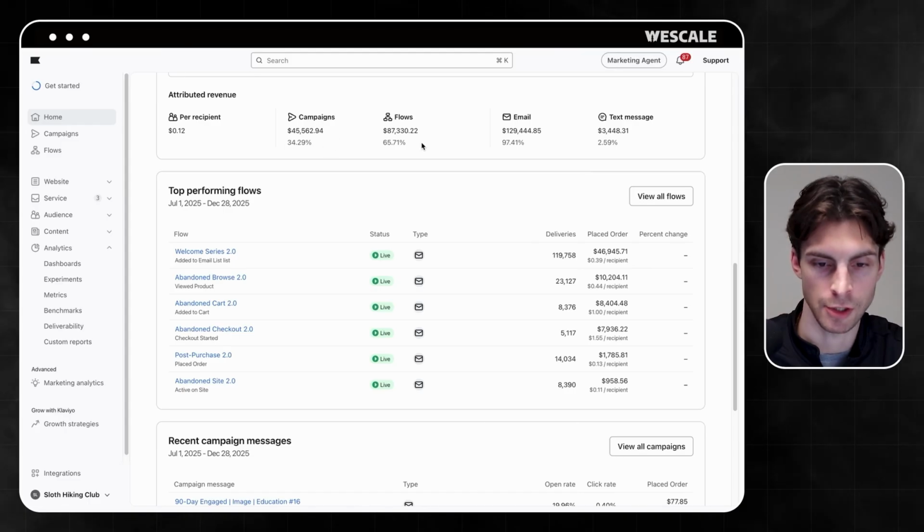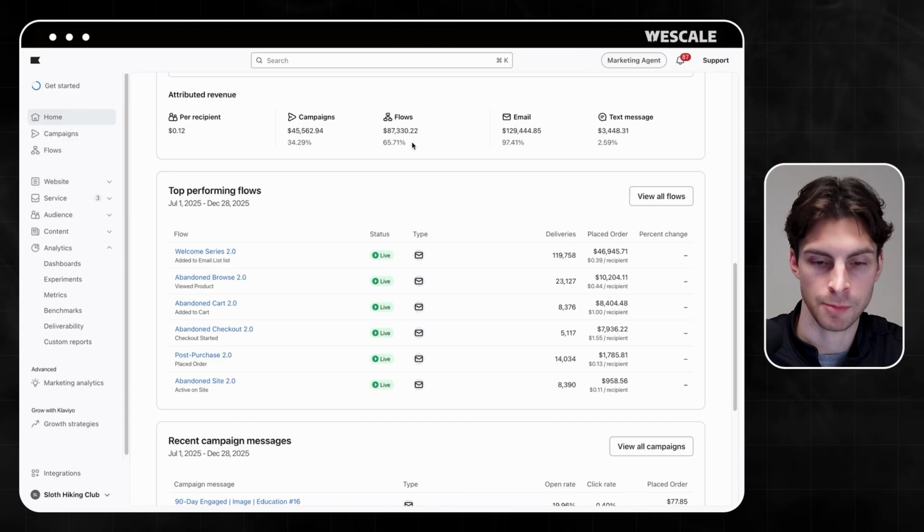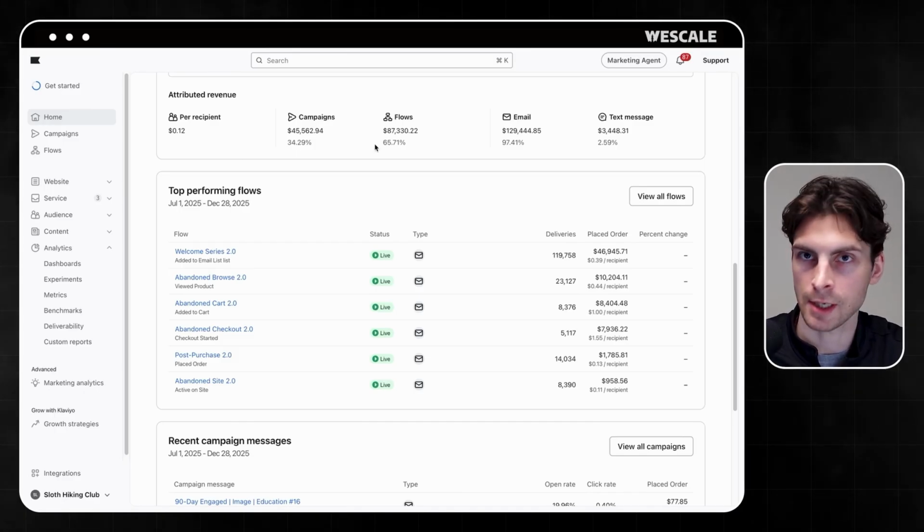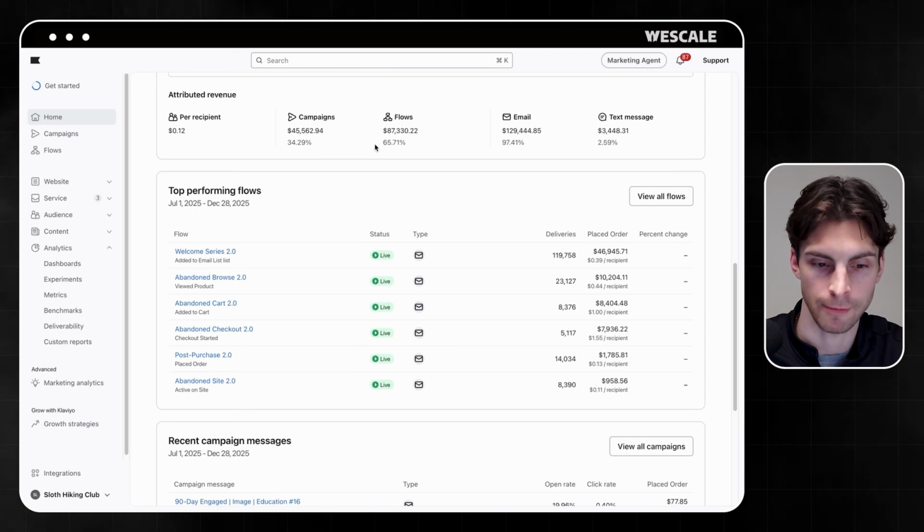And you can see the percentage breakdown in the revenue coming in. The flows have generated almost 66% of all of my email revenue versus just the one off sending campaigns. And remember, the flows are automatic. Once we set them up once, they just continuously run, which is great for us.